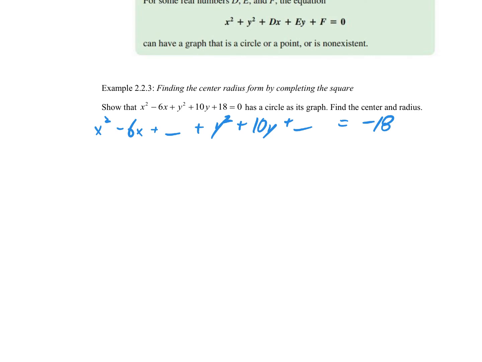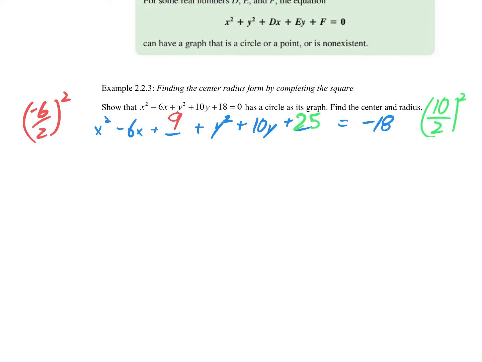And from here, what we can do is now we're going to fill in these blanks. So we're going to have negative 6 divided by 2, and we're going to square that, and that's going to give me 9. And on the other side, we are going to have 10y, so 10 divided by 2 squared, which will give me 25.